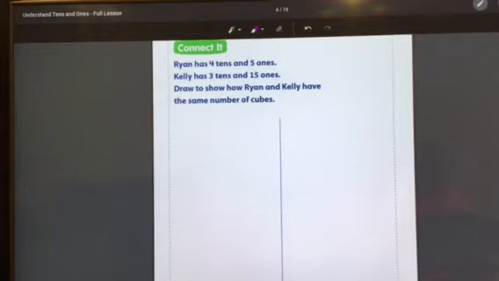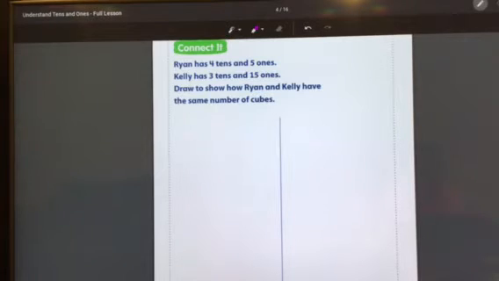Ryan has 4 tens and 5 ones. Kelly has 3 tens and 15 ones. Draw to show how Ryan and Kelly have the same number of cubes. The students have been working all year on making sure that they read the problem 3 times to make sure that they really understand what they're going to be doing here. So I'm going to read that again, and be thinking about how you're going to organize your work on your paper.